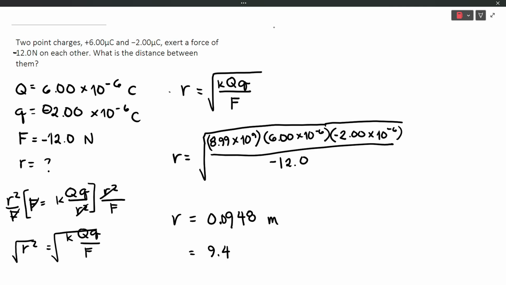or that is actually 9.48 centimeters. So the answer is 9.48 centimeters. So the distance between the charges is equal to 9.48 centimeters. So that is how we solve, that is how we apply Coulomb's law for 2-point charges.